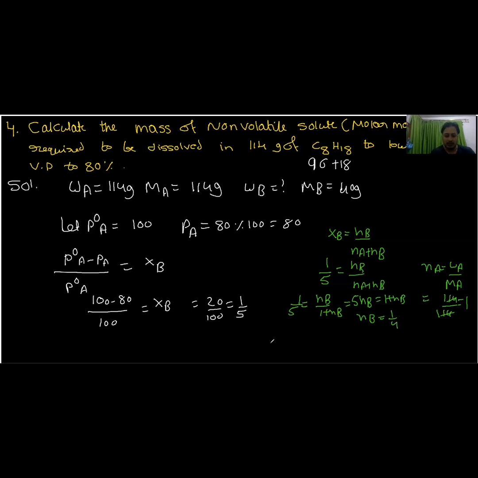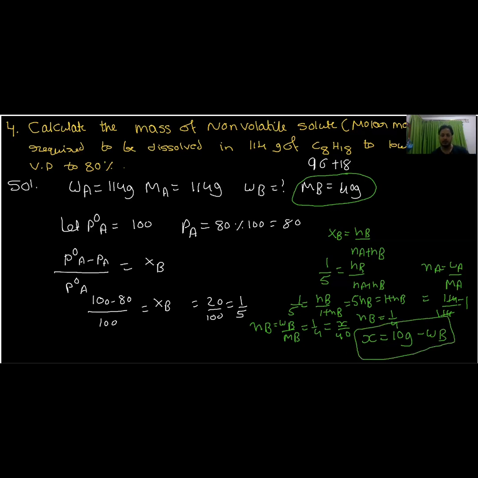So the number of moles of solute we have found is 1 by 4. Now one more thing: the number of moles of solute is equivalent to the given mass of the solute divided by its molar mass, which is equivalent to 1 by 4. Suppose the given mass of the solute is X and the molar mass is already given to you, around 40 gram per mole. So we'll be using this ratio, and we can find the value of X, which will be equivalent to 10 gram. It means the weight of the solute will be 10 gram. So that is how we have calculated this question.